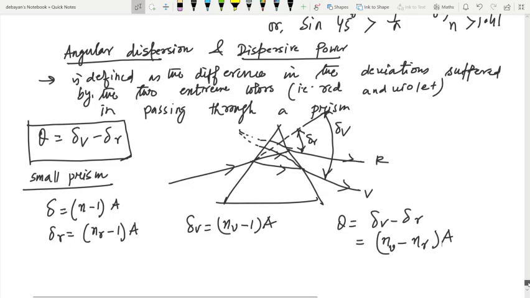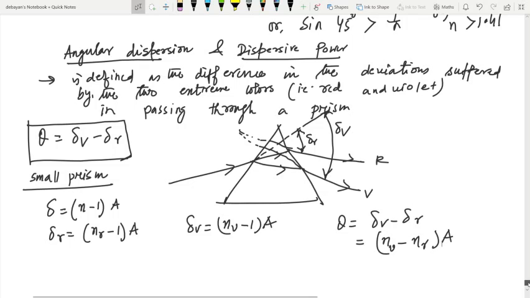Mean deviation is the deviation suffered by the yellow light, because yellow is taken as the middle of all the lights. So you can say it is the angle of mean deviation.